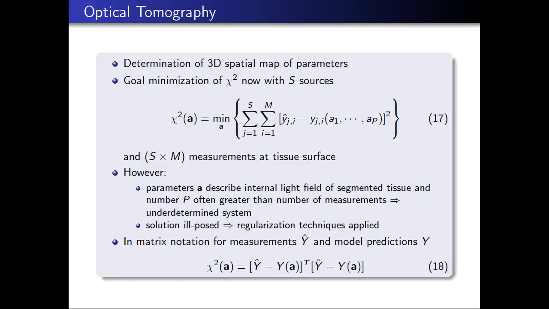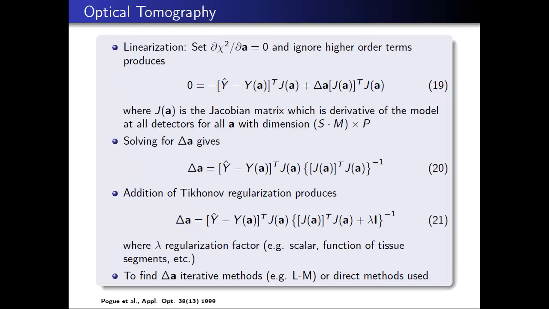So if you rewrite this in matrix form, you get a chi-squared that looks like this. You get the measurements minus the model transposed multiplied by this. And to minimize it, you set the derivative with respect to the parameters equal to 0. So the left-hand side of the previous equation becomes 0. You get this on the right-hand side, and J is the Jacobian, which is the derivative of the model at all the detectors. So now you have this dimension of S times M times P, the number of parameters. And you can solve for this delta A in the following way.